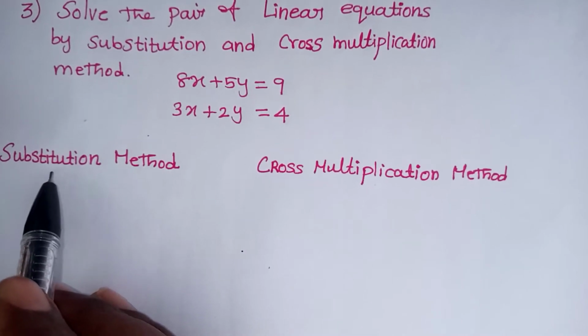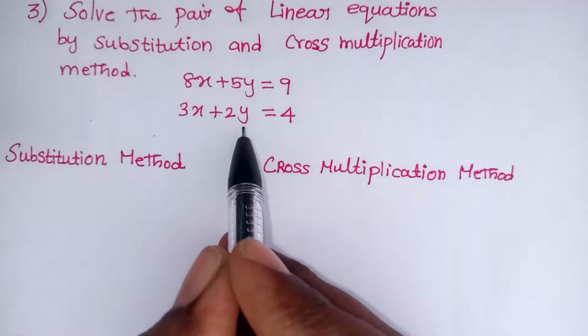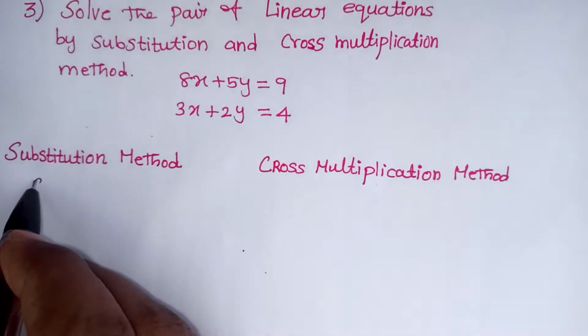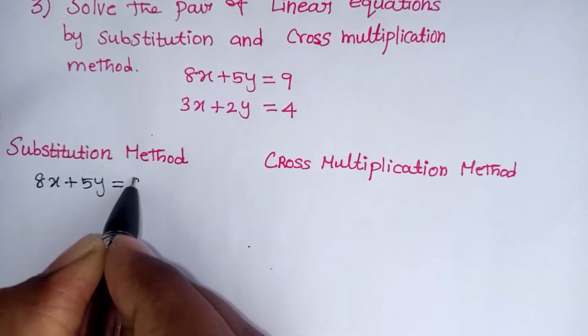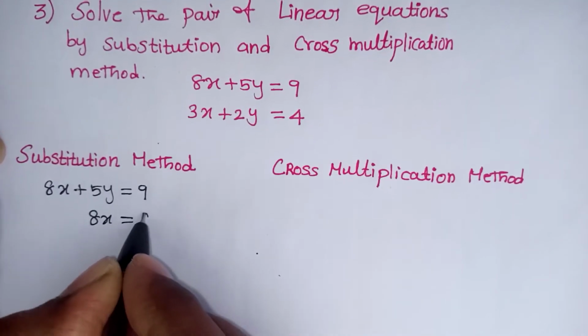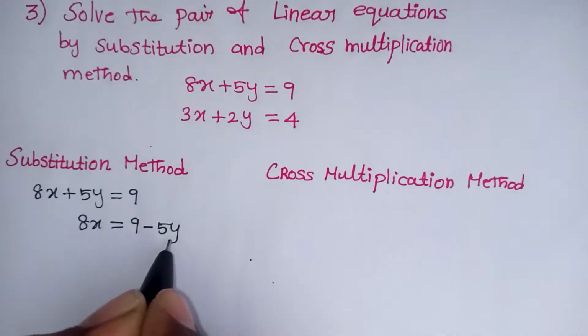Substitution method means from any one of the equations we should get the x or y value that should be substituted in the other equation. From the first equation now, I am taking the first equation, that is 8x plus 5y is equal to 9. I am going to get my x value. So here 8x is equal to 9 minus 5y you should write. This plus 5y I have taken to the other side, it will become minus 5y.